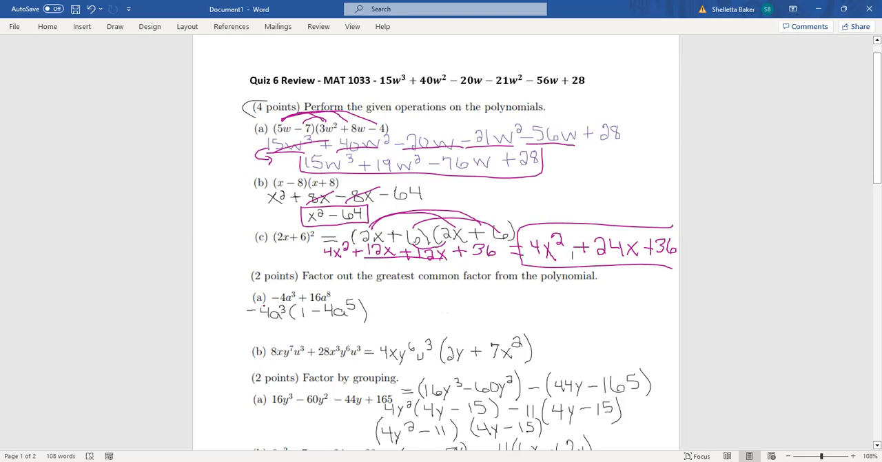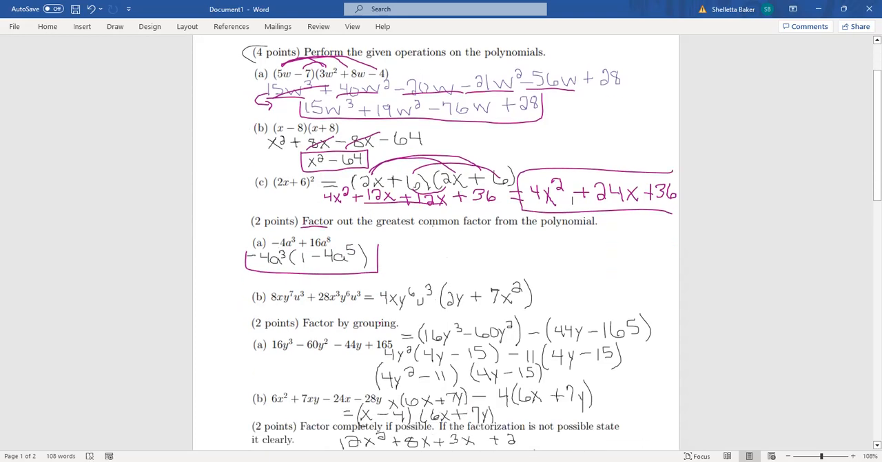And number 2, we have negative 4a cubed plus 16a to the 8th. And this time we have to factor out the greatest common factor, the GCF. The GCF between negative 4 and 16, we factor out negative 4. And for the a terms, a cubed and a to the 8th, we can factor a cubed. So when we factor negative 4a cubed from the first term, we just get 1. And when we factor negative 4a cubed from the second term, we get negative 4 and 5 more a terms to make a to the 8th. So a to the 5th power. This is our answer.